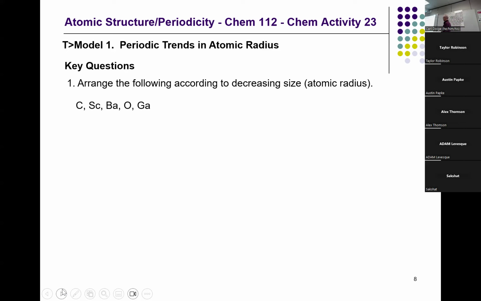So you want to order them in decreasing size, and see if you can do this without actually looking at those schematic balls that are on the front page. Can you do it just based on looking at the periodic table and knowing the trends? I paused for a second for you to start to think about it.